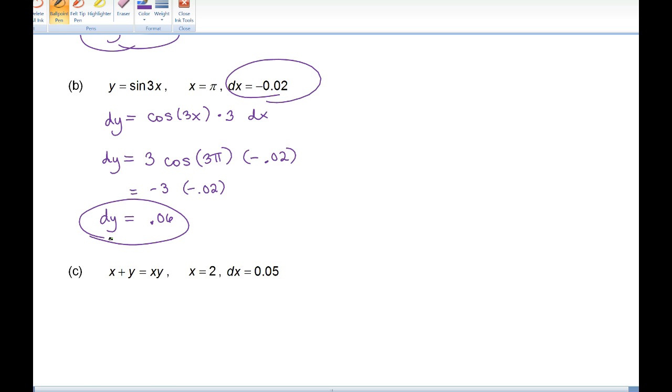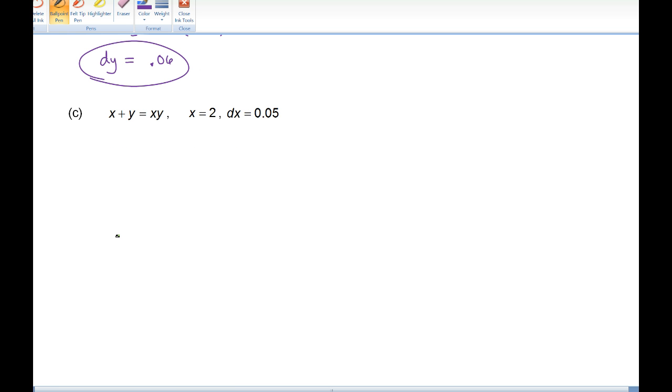Okay, last one. This isn't too bad. That's why I said this is like the easiest thing from the whole chapter, except we get implicit differentiation. It hasn't been that long since we did implicit differentiation. We'll take it step by step.